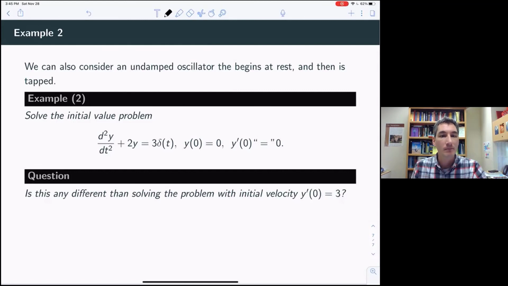So hopefully that one was helpful, kind of changing it up a little bit and thinking about how the initial conditions play around with Dirac functions. We've got one more example coming in the next video, so take a look at that one as well.